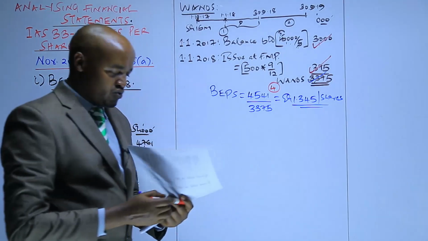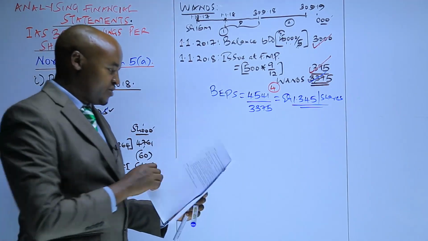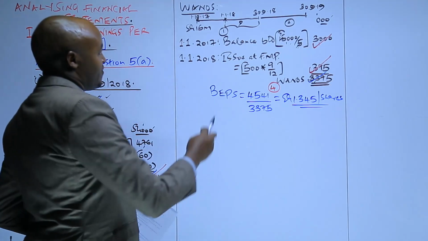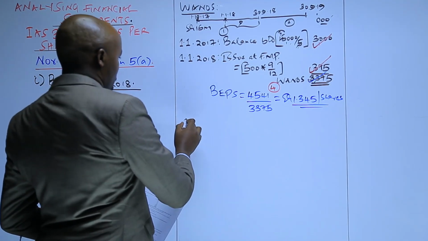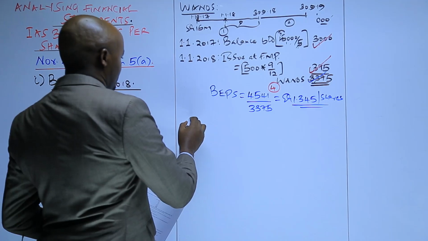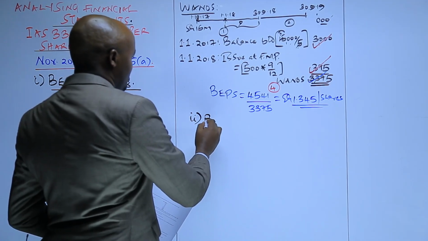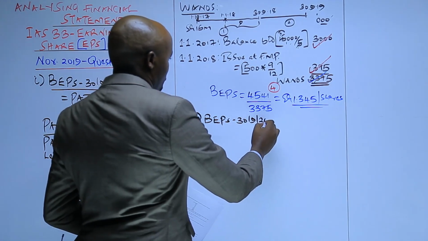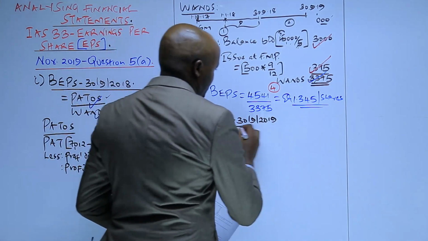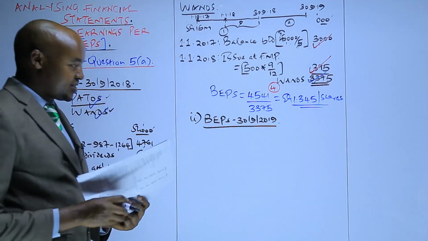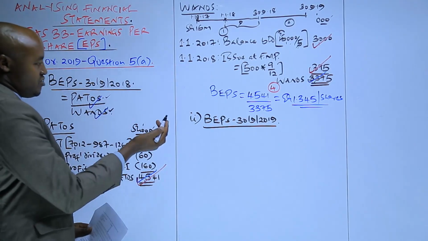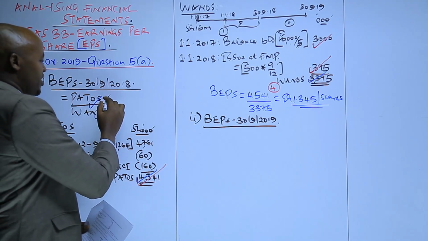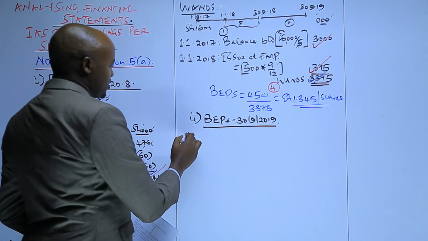So let's move to Roman 2 of that particular question there, whereby we are required to compute the basic earnings per share for year 2, which ended 30th of September 2019. So Roman 2, BEPS, basic earnings per share, for the year which ended 30th of September 2019. So the formula for computing this remains the same. We take the PATOS and all of our notes. We don't need to repeat the formula because the formula is not marked.